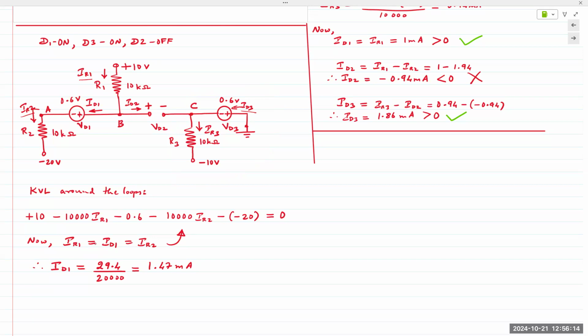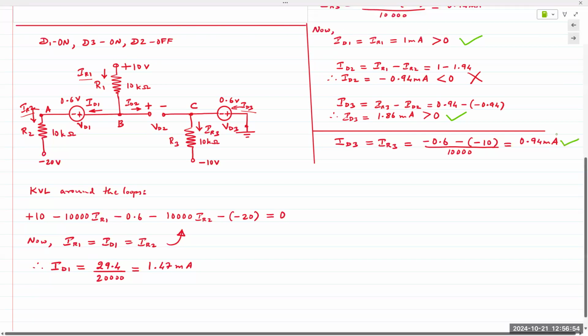I'm going to move from here to the right to keep the circuit diagram in view. So ID3 is the same as IR3, which is the same as the voltage at node C, which is minus 0.6, and then minus of minus 10 volts, divided by 10,000. And so the current through diode D3 is 0.94 milliamps. So it is still correct.